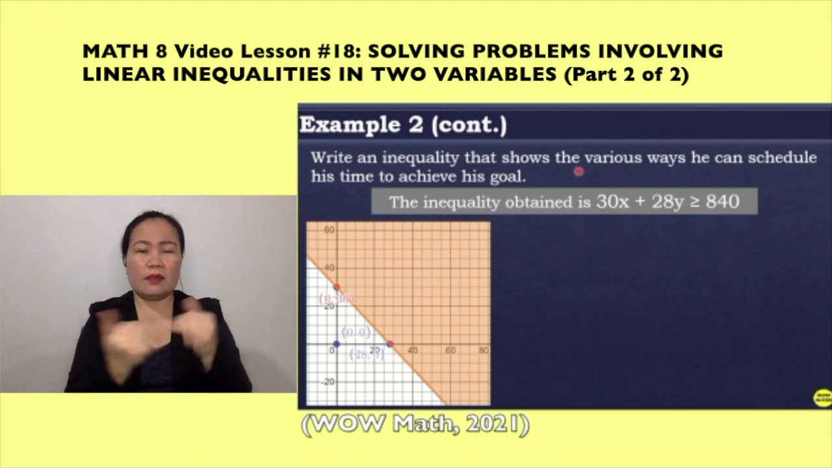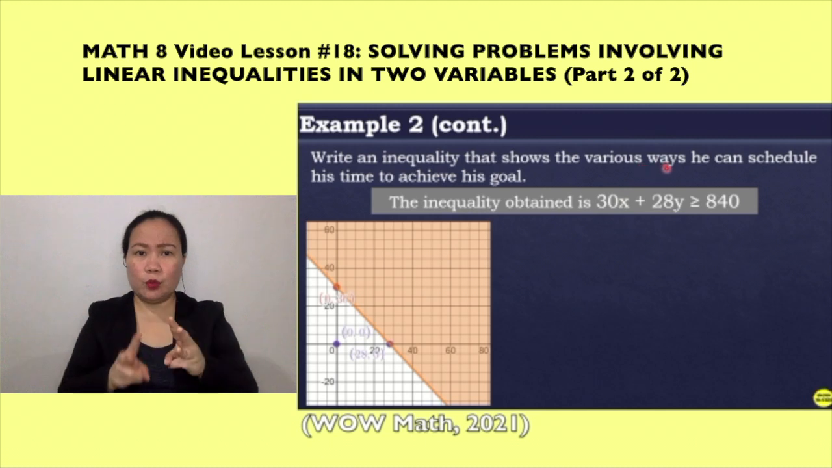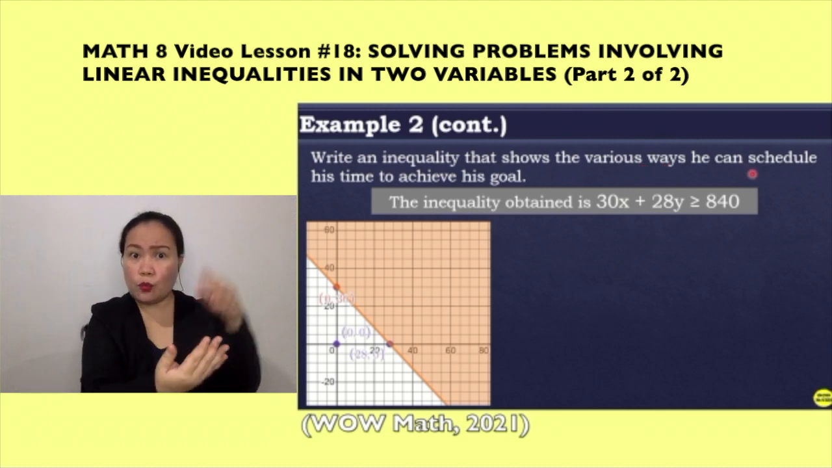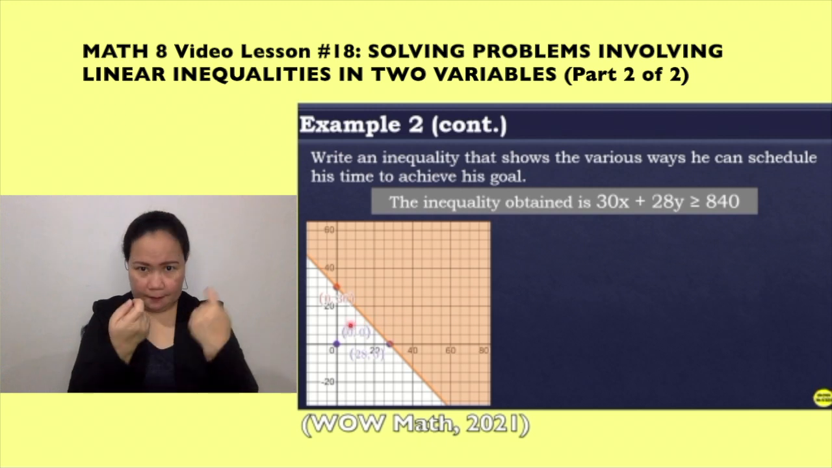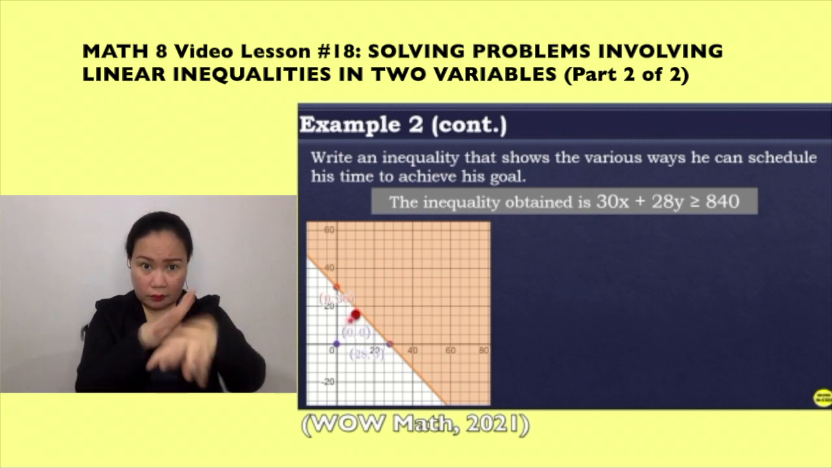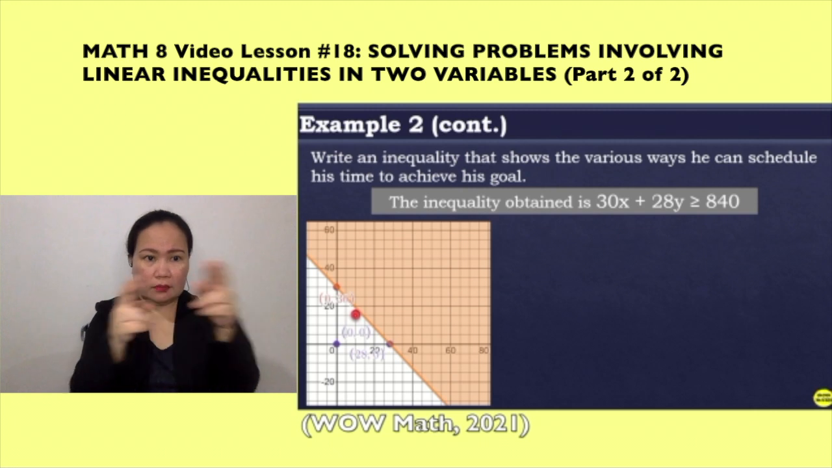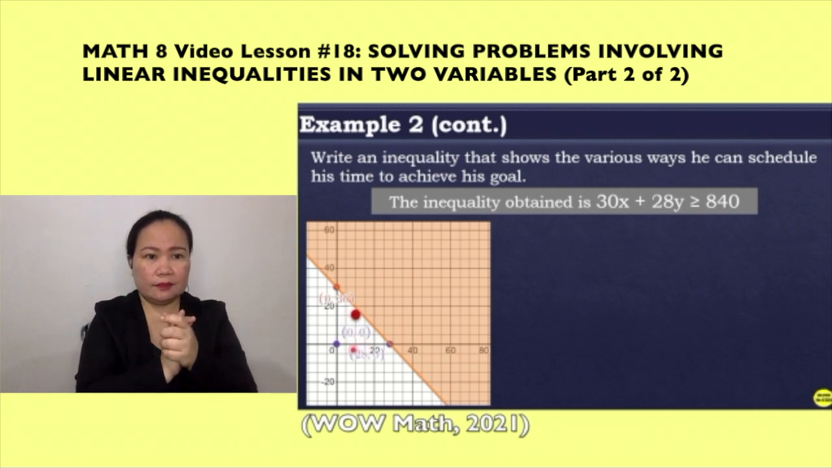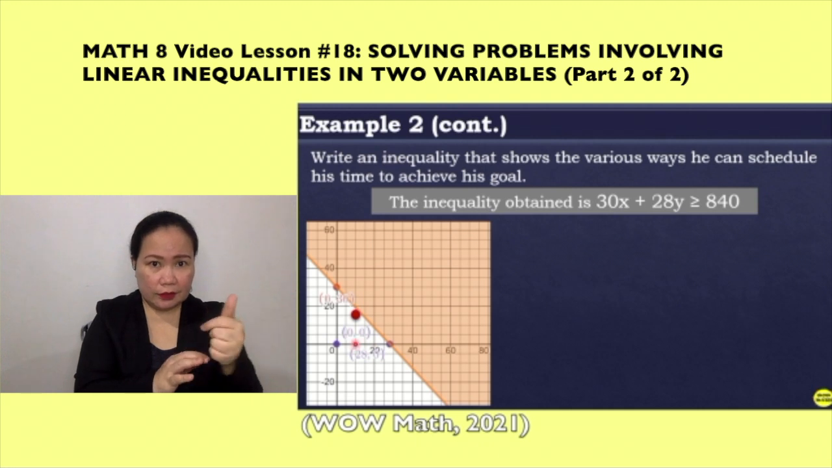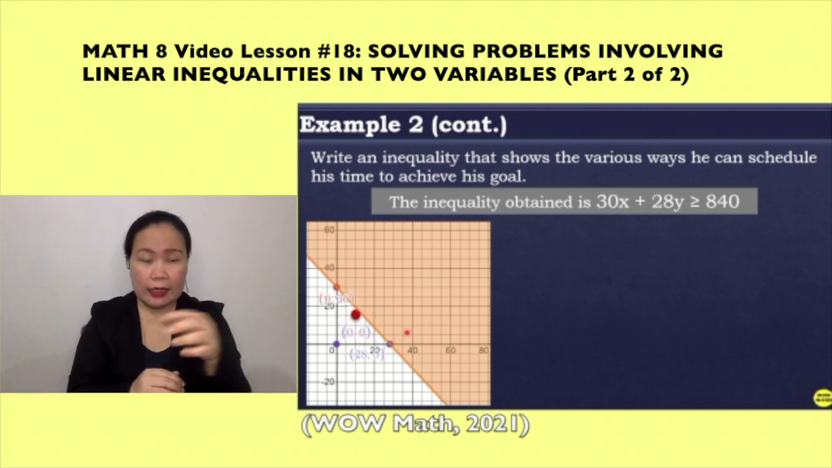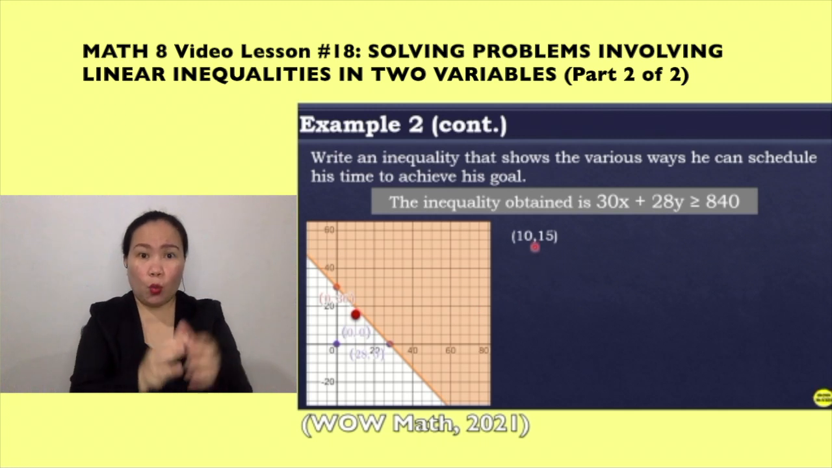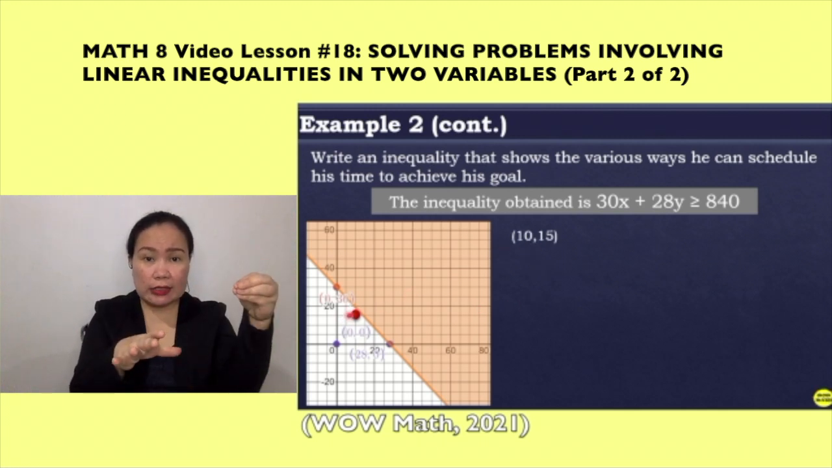Now, ang pinapahanap sa atin is various ways. Ano kaya ang pwede niyang maging schedule para makuha niya yung earnings na 840 minimum. Okay? So, let us try. Kuha tayo ng isang point outside dun sa shaded region. So, ito. So, anong ordered pair ito? Since by 5, 10, 15, 20, so this is 10, 10, and then 5, 10, 15. So, 10, 15. Tama ba? So, 10, 15. Okay. So, kuha tayo ng isang ordered pair na outside dun sa shaded region.